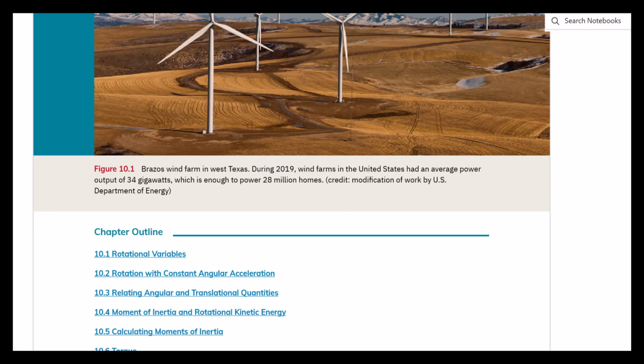All right, let's see what we can do here. Rotational variables, angular acceleration, blah, blah, blah. It'll be fine. This is going to be great.